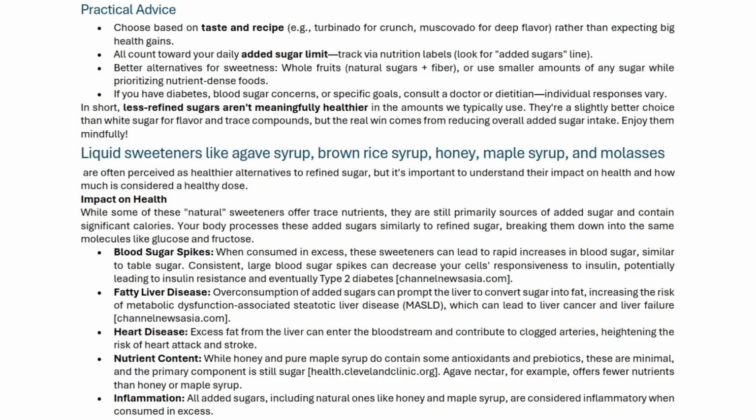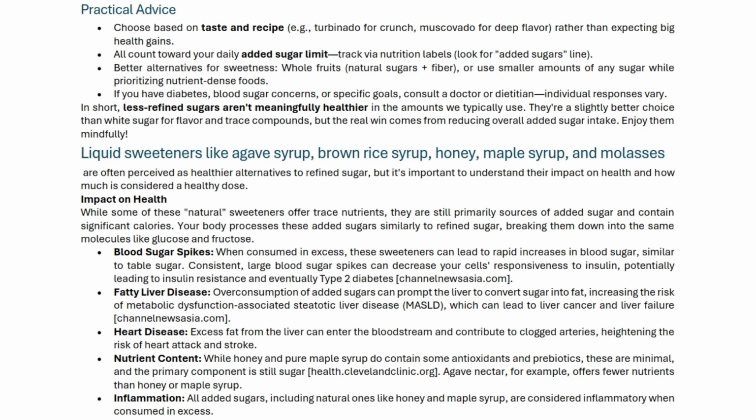Additionally, overconsumption can lead to fatty liver disease, as the liver converts excess sugar into fat, raising the risk of metabolic dysfunction-associated steatotic liver disease, MASLD, which can progress to liver cancer and failure. Furthermore, the fat released into the bloodstream can contribute to clogged arteries, elevating the risk of heart disease, heart attacks, and strokes. While some natural sweeteners like honey and pure maple syrup contain minimal antioxidants and prebiotics, their primary component remains sugar, with agave nectar providing even fewer.